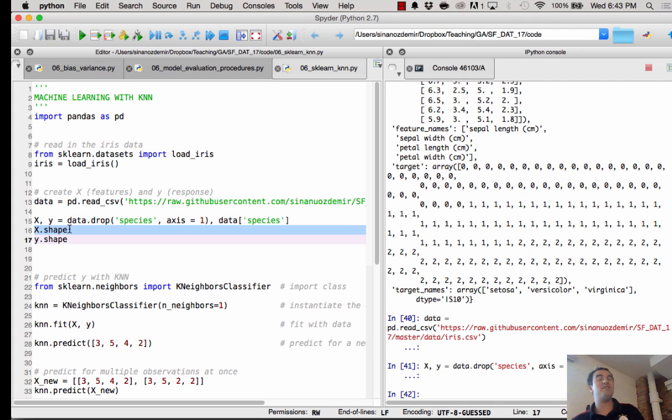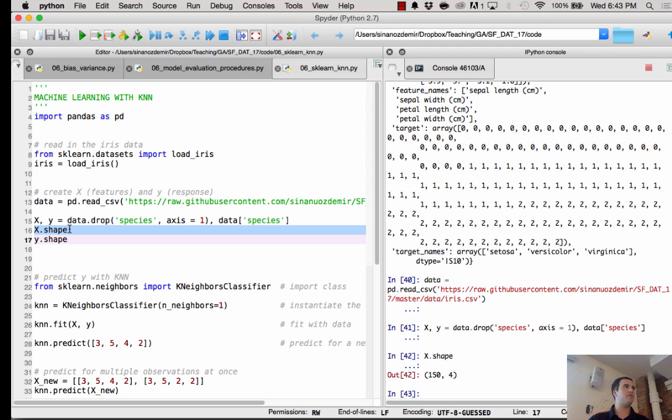So can someone give me an educated guess? X dot shape. What will X dot shape be? What does dot shape tell us? So how many rows and columns? How many rows are in X? How many observations are there? 150. How many columns are there? 4. So it's 150, comma 4. There are 150 rows and 4 columns in the predictors.